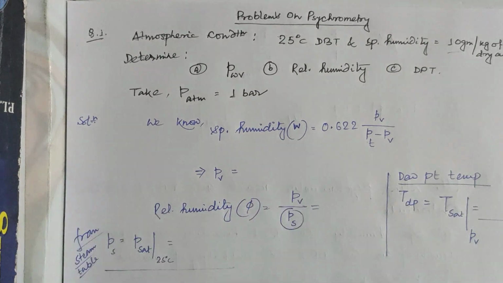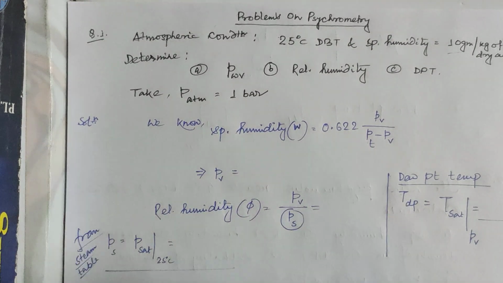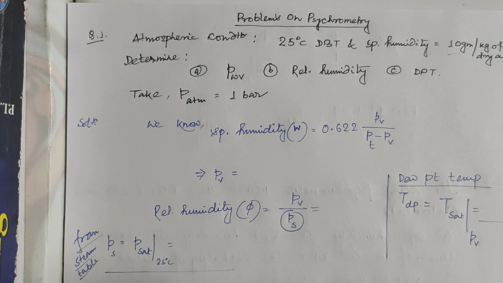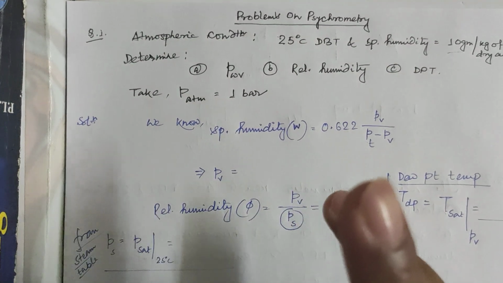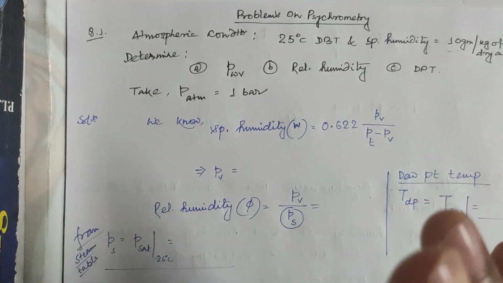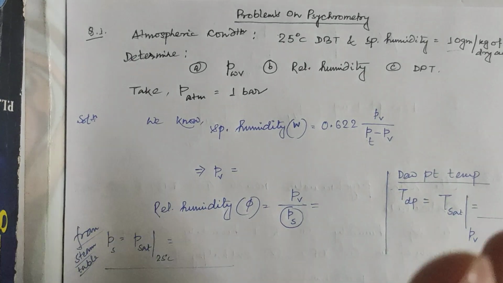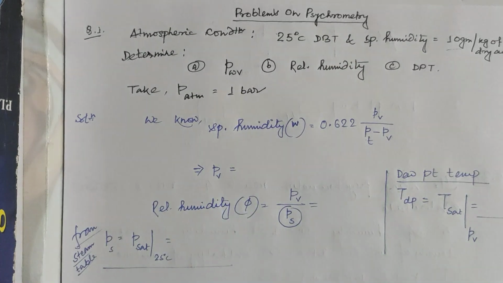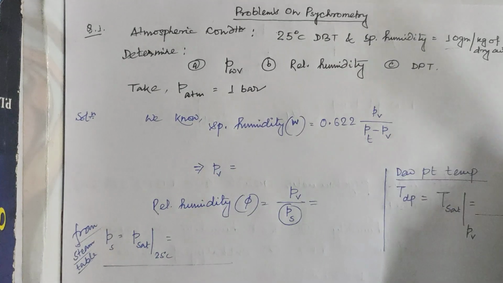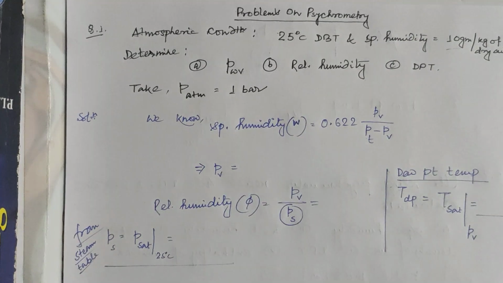Now, in case of air conditioning and ventilation, generally two types of problems are there, and between these two problems some similarities are there. That means both the problems can be solved using a psychrometric chart and without using a psychrometric chart. So first we have to solve some problems without using any psychrometric chart.